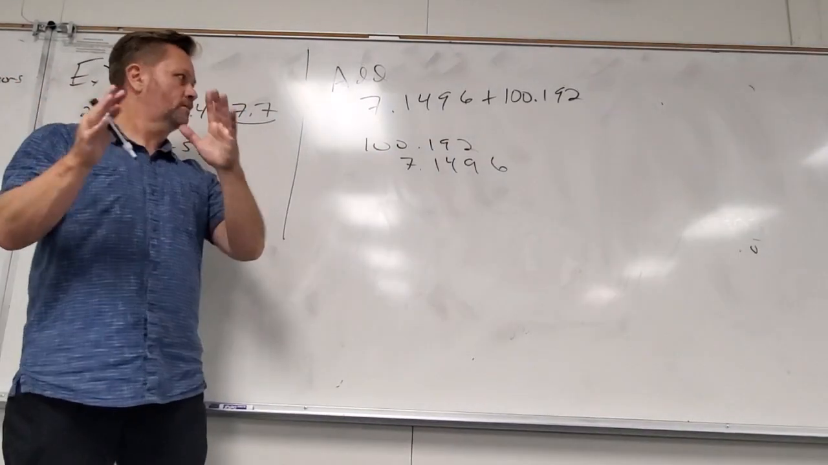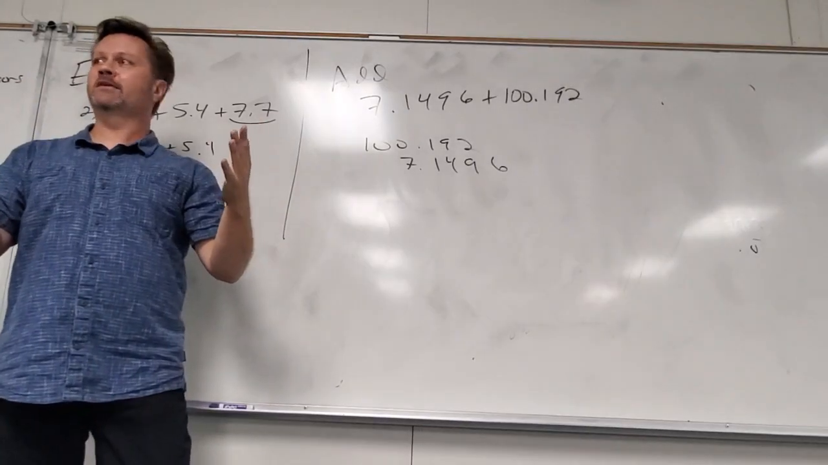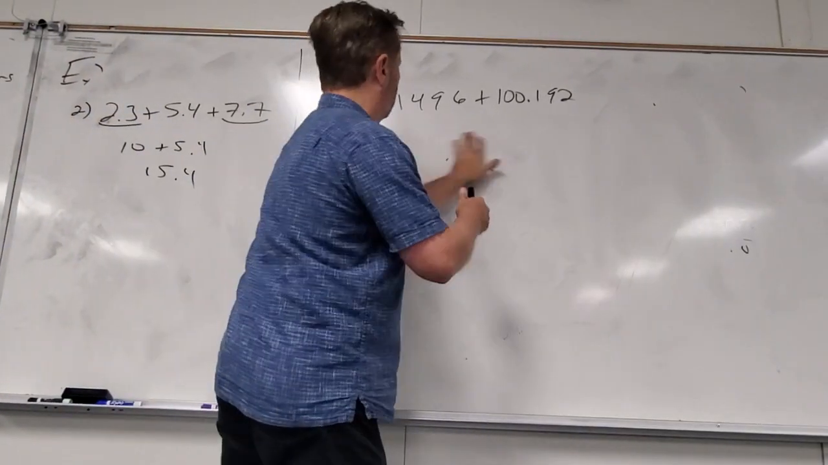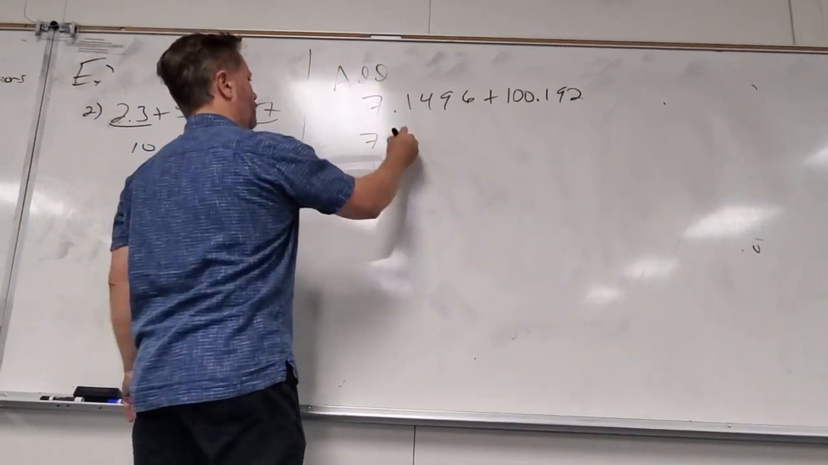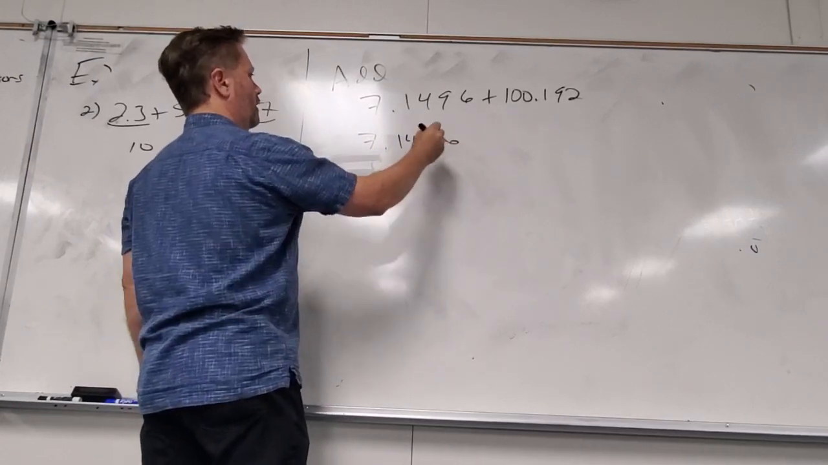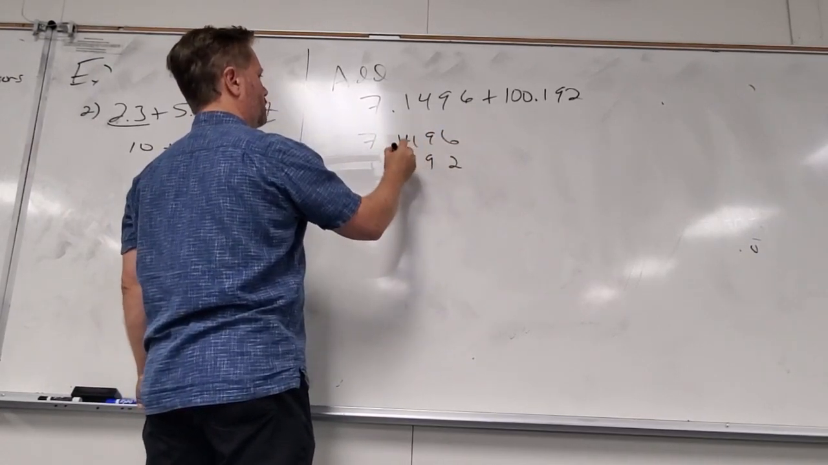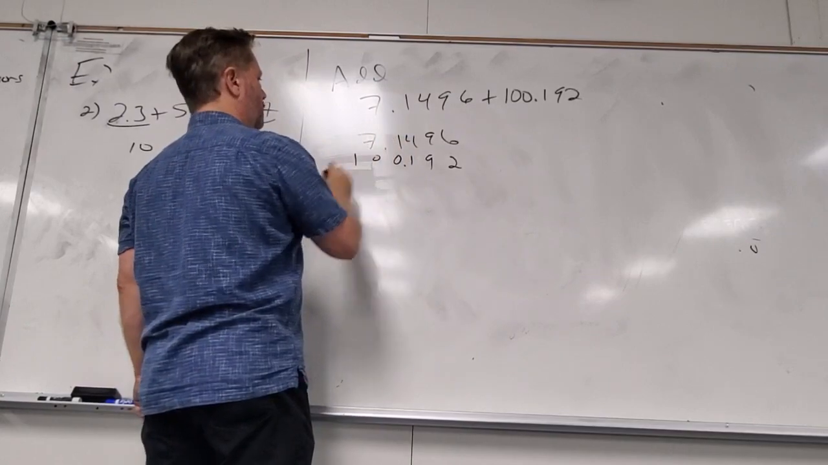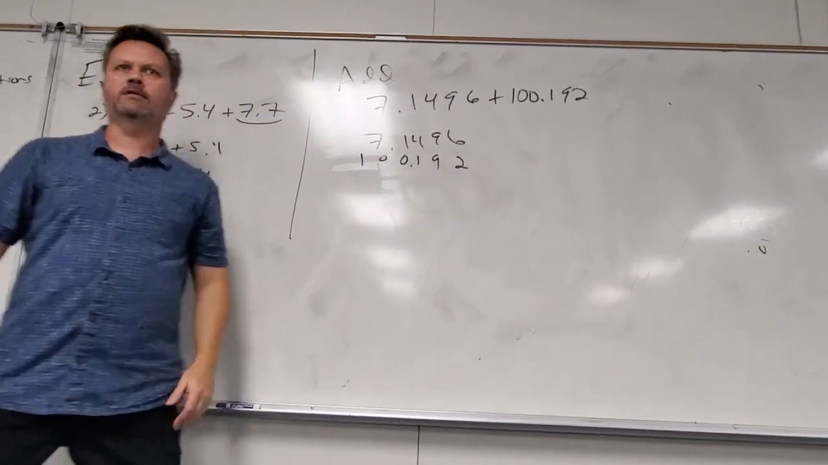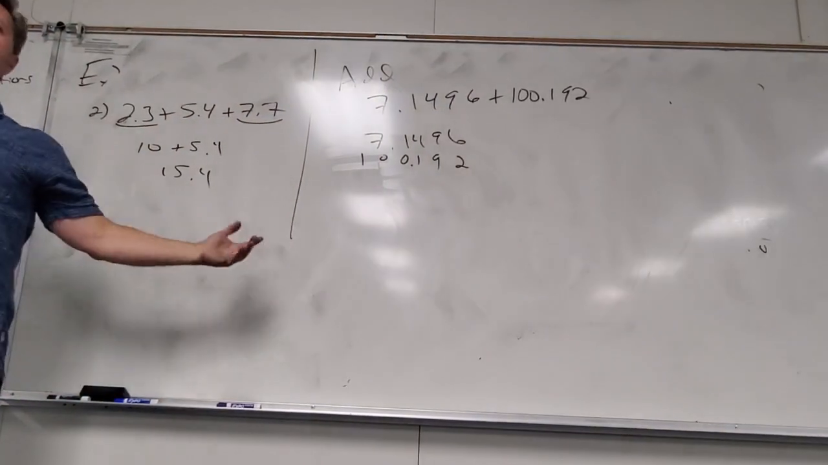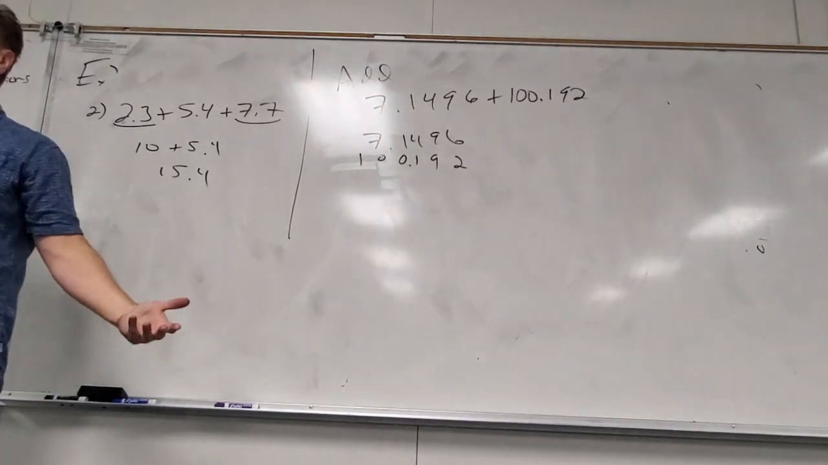I mean, what do you think happens to a student? They're going to do this. 7.1496, 291.001. And then, right? Why wouldn't they? That's what they've done forever.